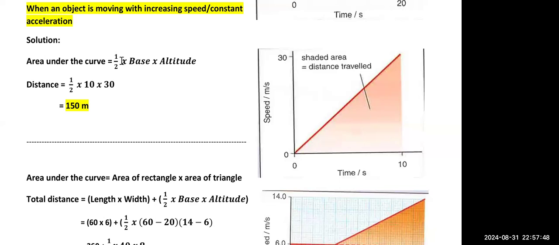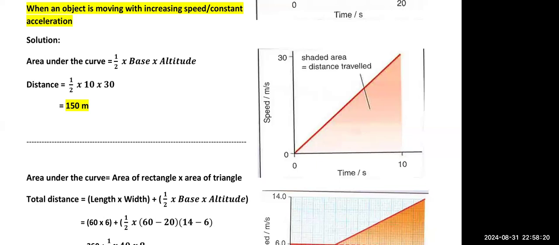So 1 by 2 multiply by the base, which is equal to 10, and height is equal to 30 meter per second. So 1 by 2 multiply by base 10, altitude 30, then you will get 150 meter. It means your object that is moving in a specified direction, in 10 seconds is covering 150-meter distance.